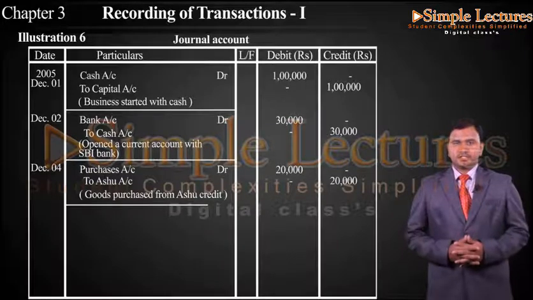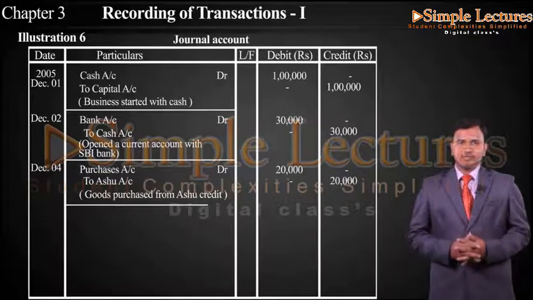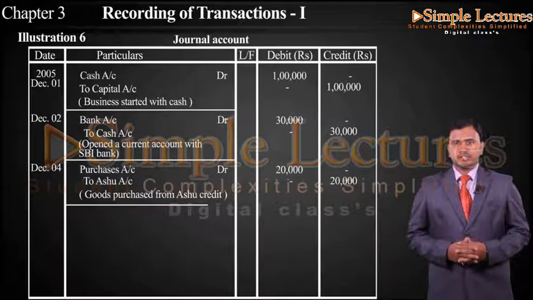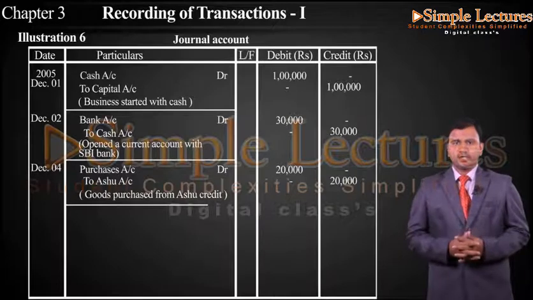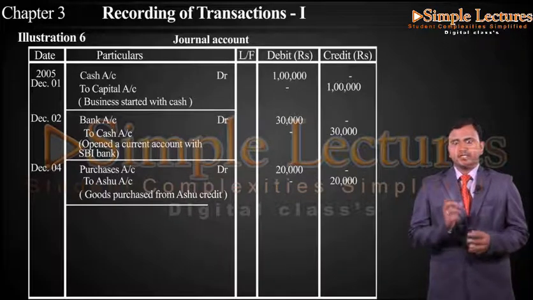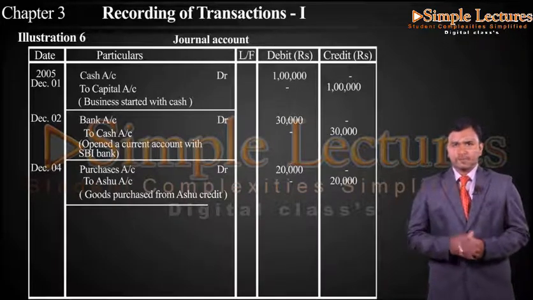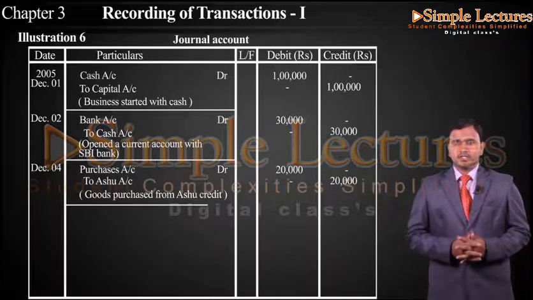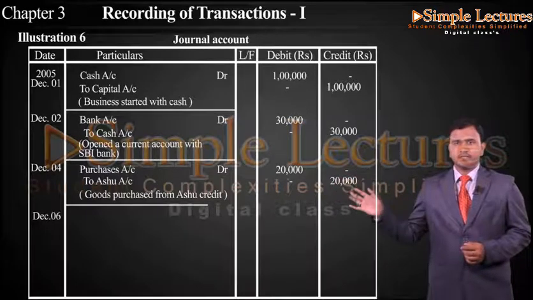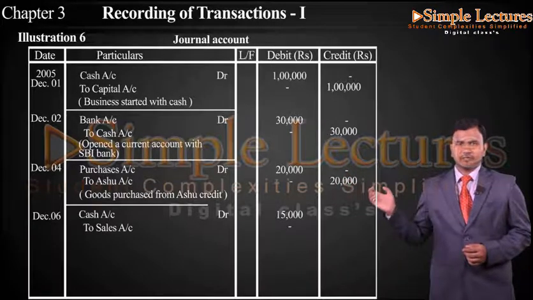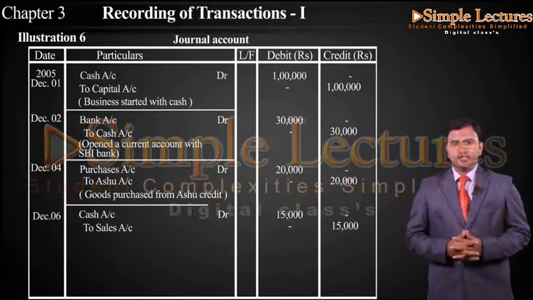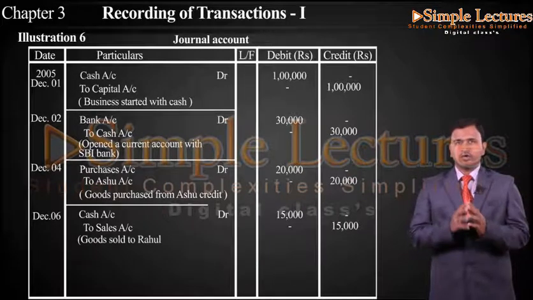Let us take the next transaction which we have on December 6th. The transaction here is sold goods to Rahul for cash, 15,000. So, here it is specified that the goods were sold to Rahul for cash, so it is very clear that the goods were sold on cash. Let us take the journal entry for this. The date will be December 6th. The entry will be cash account debtor to sales account, 15,000 debit, 15,000 credit. Narration: being goods sold to Rahul on cash.